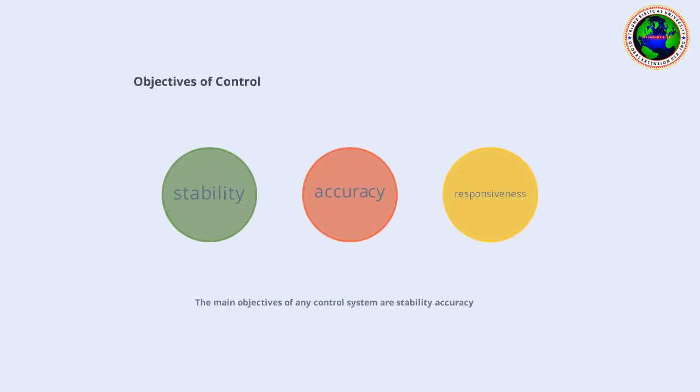The main objectives of any control system are stability, accuracy, and responsiveness. Stability means the system doesn't go out of control. Accuracy ensures the output matches the desired value as closely as possible. Responsiveness is about how quickly the system reacts to changes or disturbances. These objectives guide engineers when designing and tuning control systems for all sorts of applications.